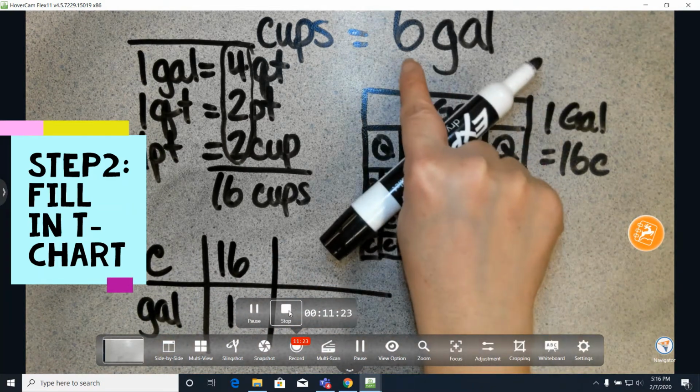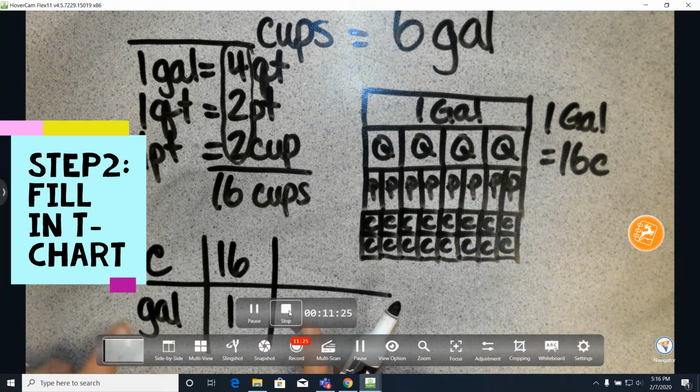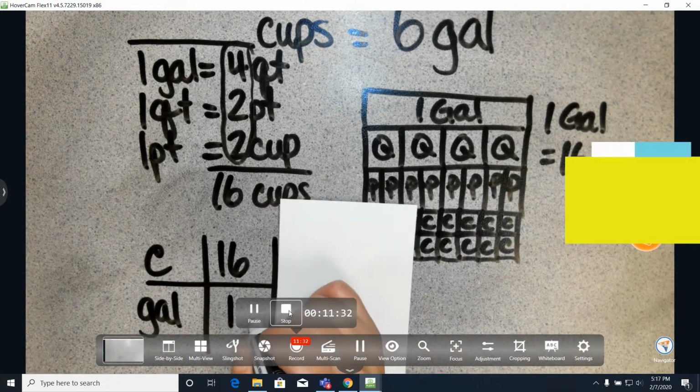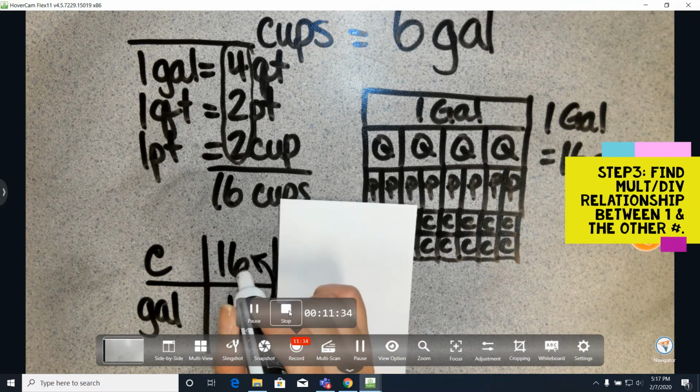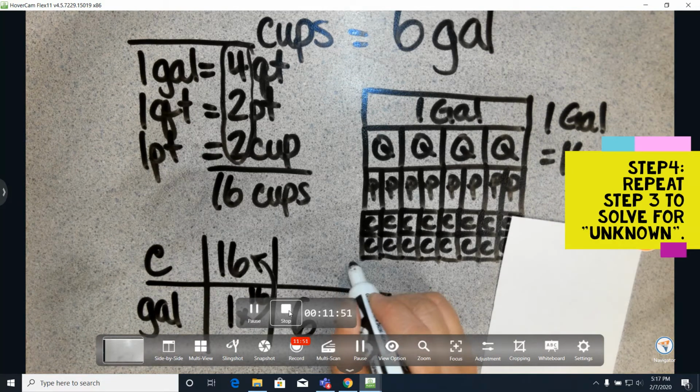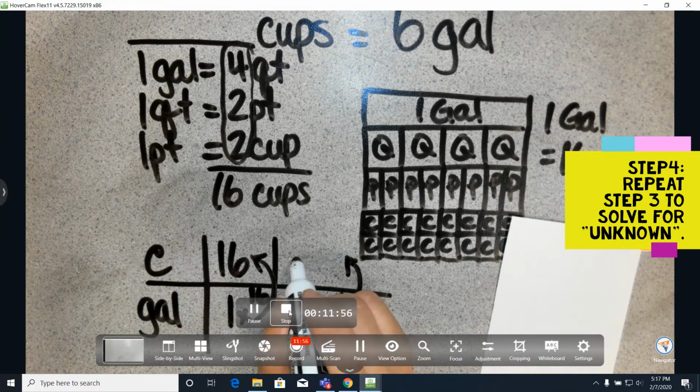Now they gave me 6 gallons, so I need to put the 6 down here because it goes with the gallons. I will cover and I'm going to ask myself. Remember, we said it's always about the other number, not about the 1. So, okay, are we multiplying 16 times 1, or are we dividing 16 by 1 to get to 16? The obvious answer is 1 times 16 is 16. So whatever you do there, you're going to do the same to this one. Okay, so when you multiply this, you will get 96 cups.